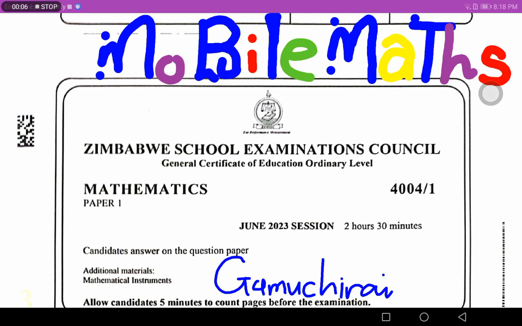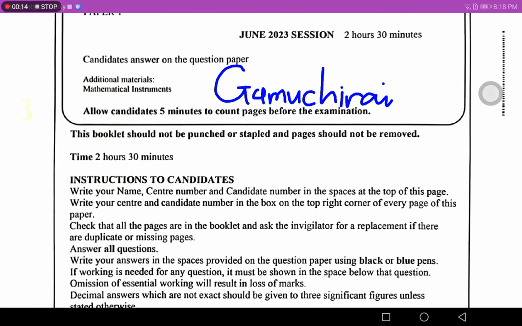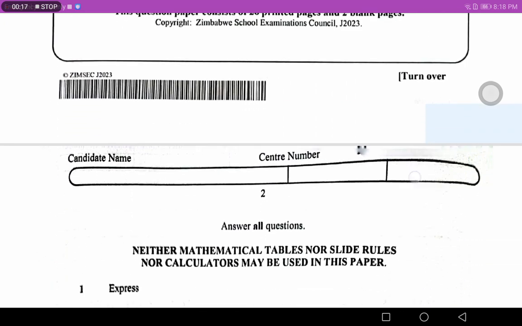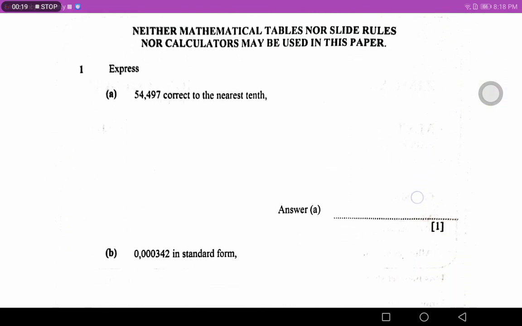So today I want us to look at June 2023 paper 1. Okay, so we'll go through it together and I'll assist you how to answer such a paper.